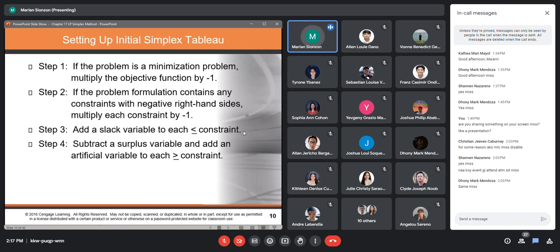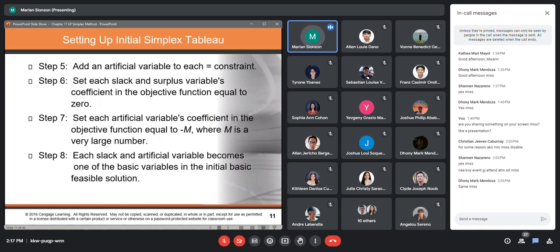Now, this is not the summary of what we have done. I will mention this one later when we go into the process. Now, number 5, add an artificial variable to each equality constraint. This one is represented by the third constraint. Now, set each slack and surplus variable's coefficient in the objective function equal to 0 in the condition wherein it is absent. So, its coefficient is 0.